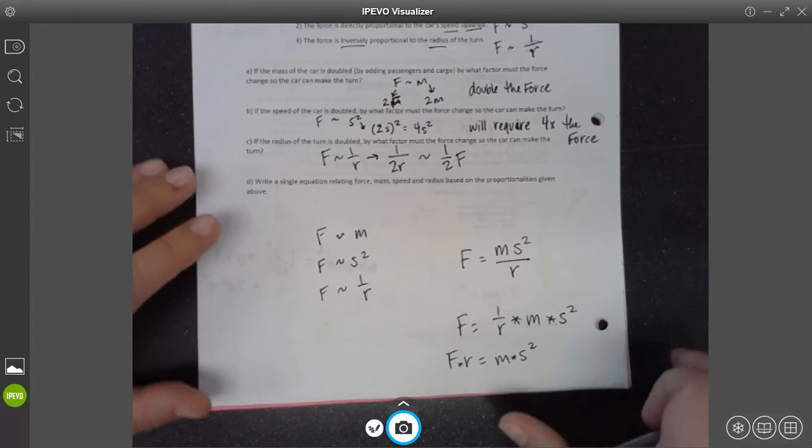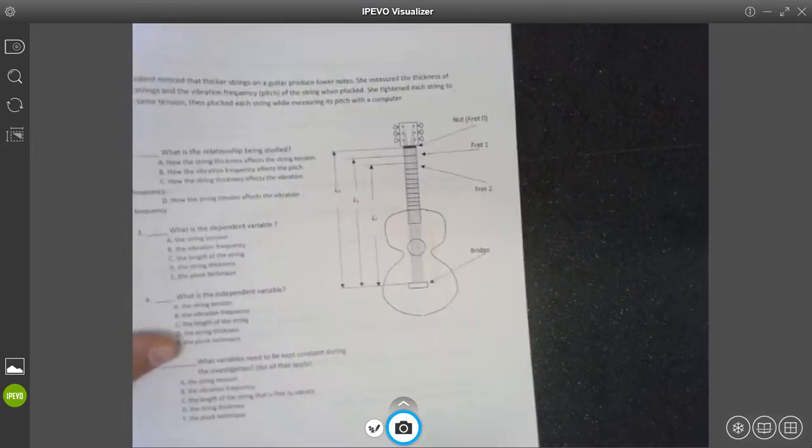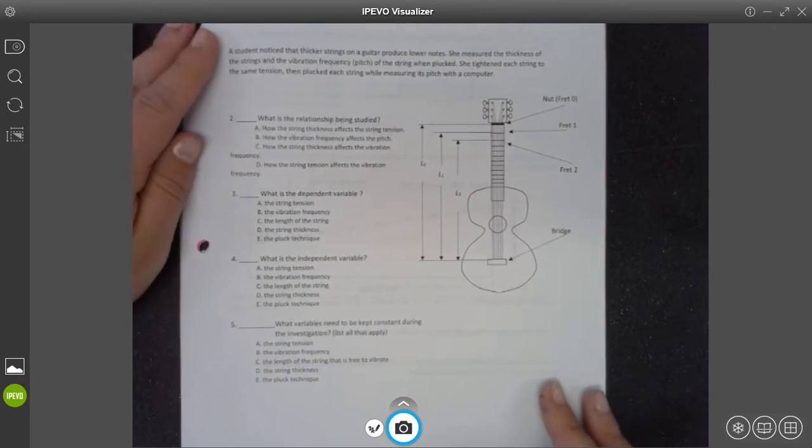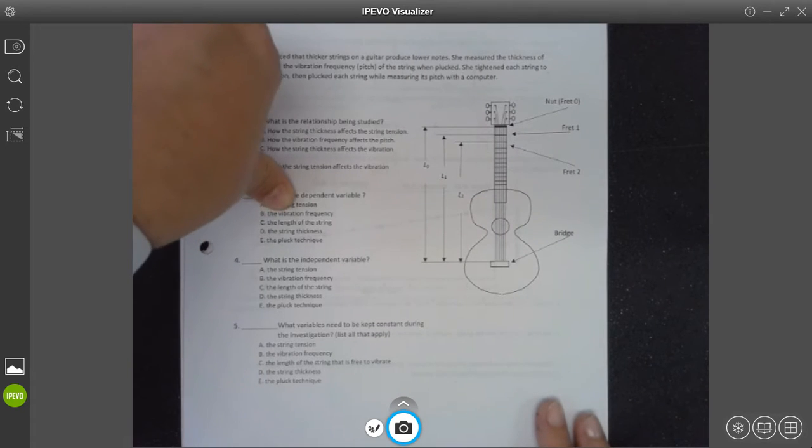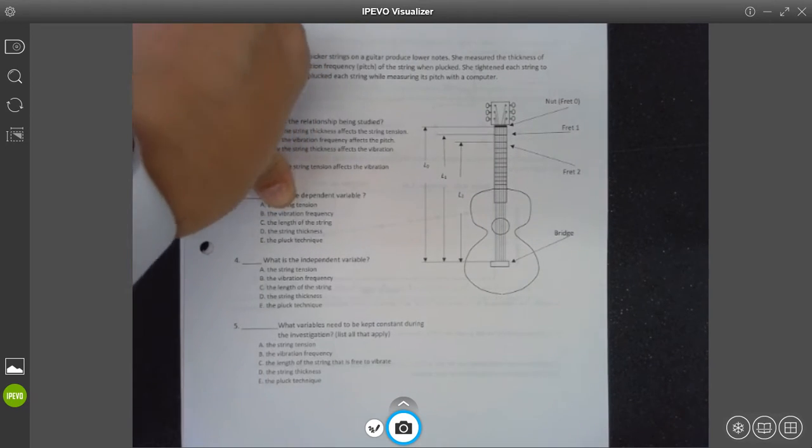Okay, you guys ready to move on? Next, guitar. Anybody play guitar? Ukulele? Stringy, plucky things? Yeah, so you've probably done this experiment.